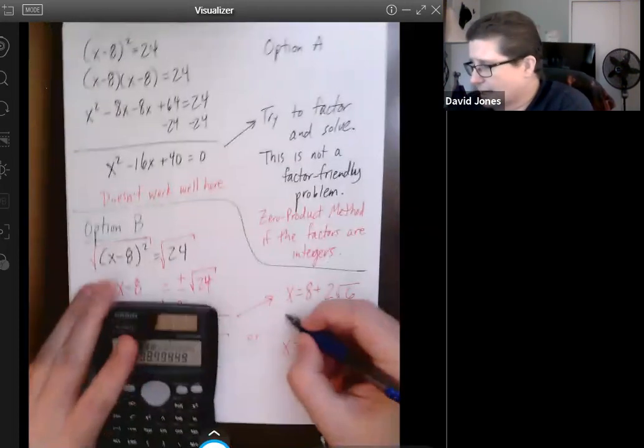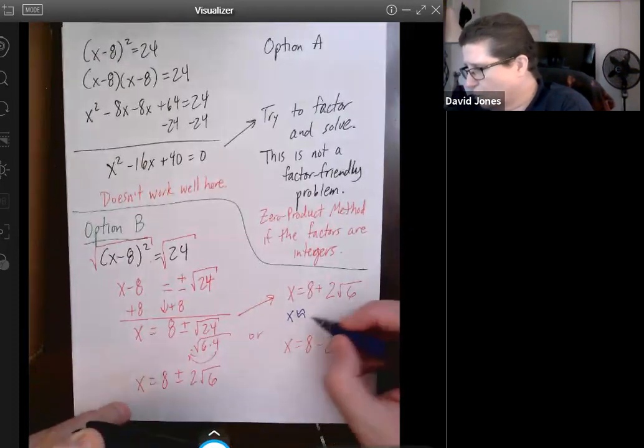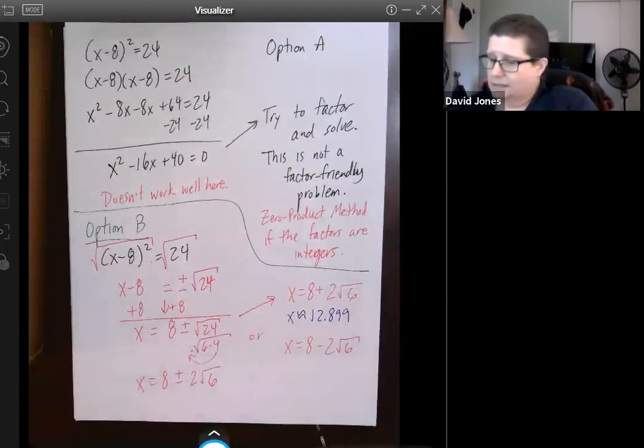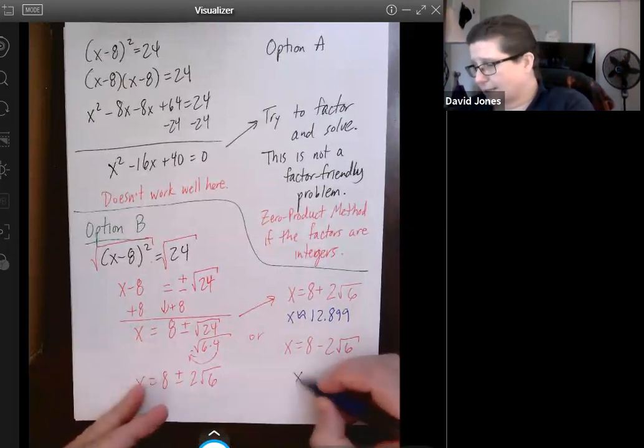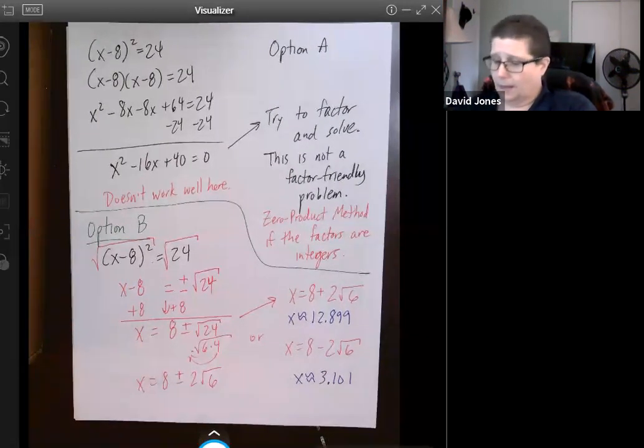This is x is approximately, if I round, 12.899. And if I do the minus version, 8 minus 2 times the square root of 6, I get x is approximately 3.101. So they're two different values.